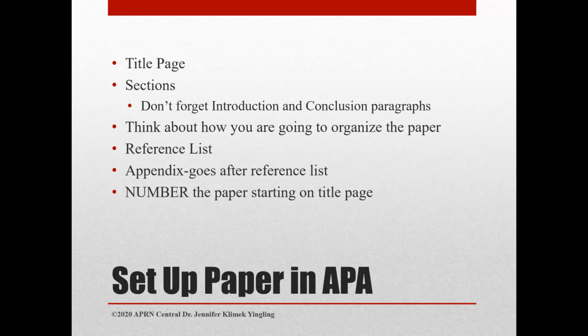Reference list. This is important that you include that and that it is in APA format, and we'll go over some of the reference tips that should help you. Remember too, your appendix goes after the reference list. So if you're going to add an appendix, make sure it goes after your reference list. Where do you start numbering? In APA 7, you're going to start the numbering right on that title page.